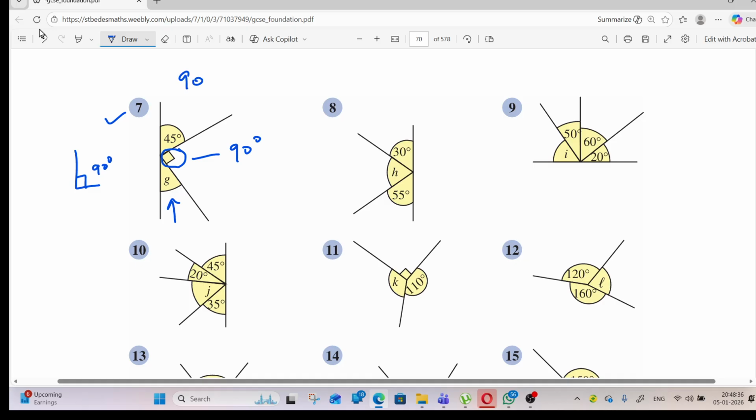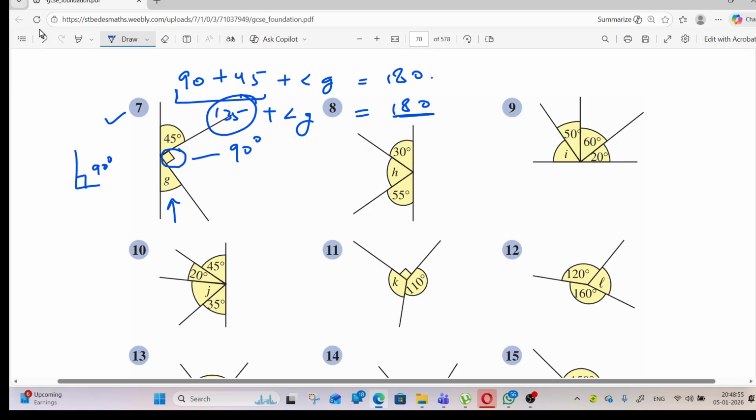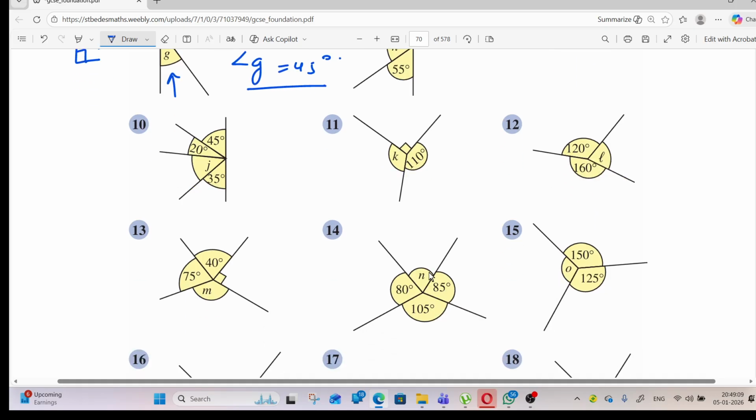See, 90 plus 45 plus angle G should be 180, right? If you add 90 and 45, you will get 135, right? Plus angle G is equal to 180. Now you need to subtract 135 from 180, right? So 180 minus 135 is 45. So angle G is 45, okay? So try number 11.